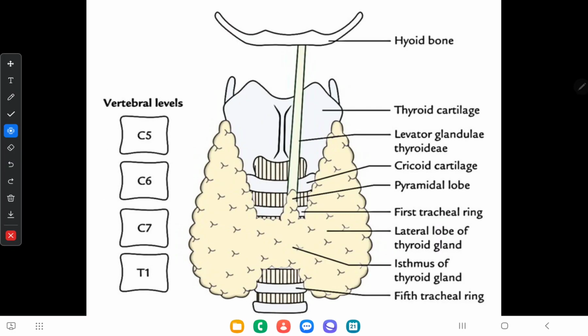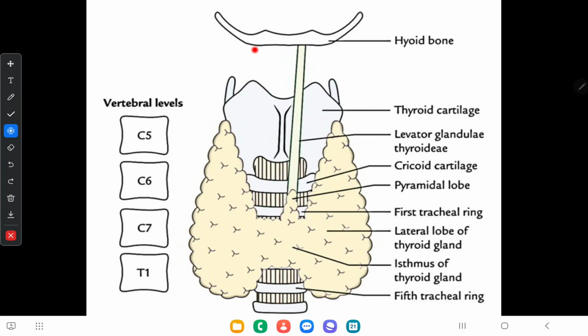Here, look at this picture. You can see this is the thyroid gland, and you can see a small part. This is the pyramidal lobe. So, this pyramidal lobe extends from the upper margin of the isthmus on the left side. It may be attached to the hyoid bone, this is the hyoid bone, by a slip of a muscle called levator glandulae thyroideae. This is the slip of the muscle.